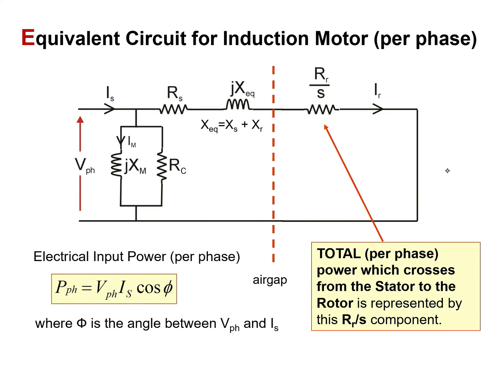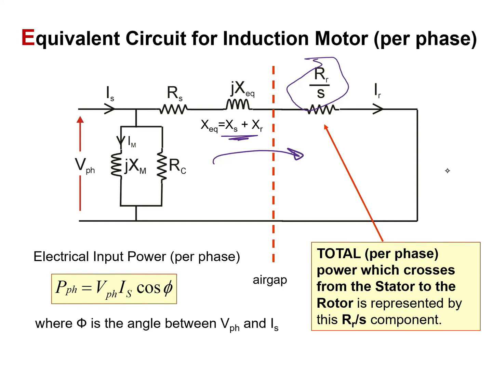Okay, now let us do some arrangements. Now we can find the equivalent inductance reactance by adding the inductance reactance of both the stator and the rotor. We can see that the total per phase power, which crosses from the stator to the rotor, is represented by this R over S component. So this is the power that crosses the air gap.